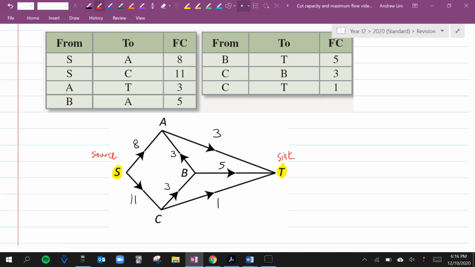Okay, so for me, this is what I like to do. I know that my cut always has to go through somewhere on the top and somewhere at the bottom, right? In order to completely separate the source from the sink, it needs to go through somewhere on the top and somewhere on the bottom. Now, if I'm looking at this, I can see that the top half of the diagram has 8 and 3. So I'm thinking, oh, you know what? It probably goes through the 3.